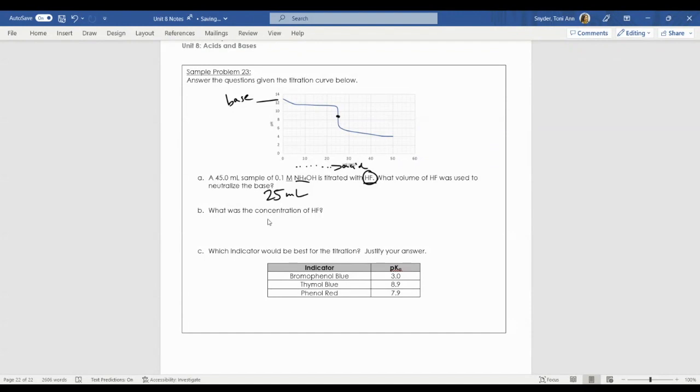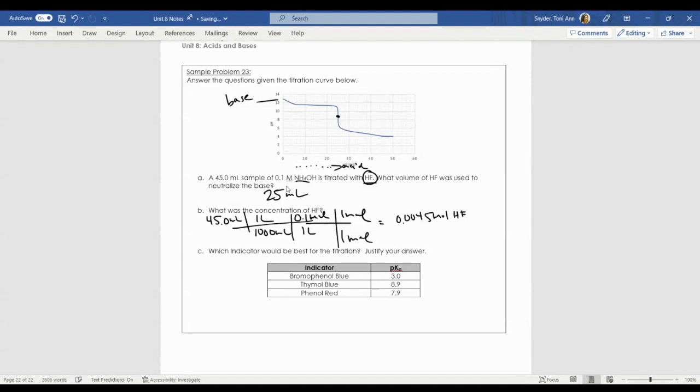For the concentration of hydrofluoric acid, you do have to calculate or do some stoichiometry here. Just like we were doing before, let's start off with 45 milliliters of the sodium hydroxide, or I'm sorry, ammonium hydroxide. 1,000 milliliters is in 1 liter. 1 liter of ammonium hydroxide contains 0.1 moles. And this is a 1-to-1 mole ratio, which is nice, so this is not quite as long. And you find that you get 0.0045 moles of hydrofluoric acid.